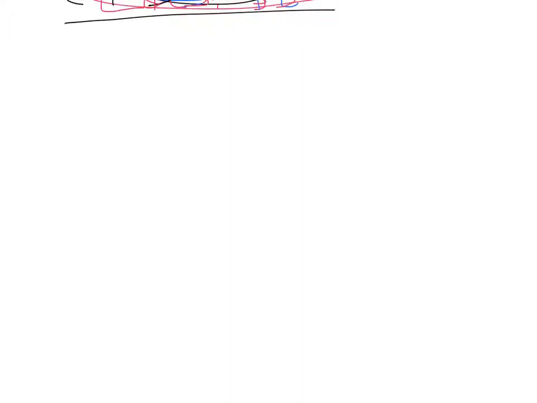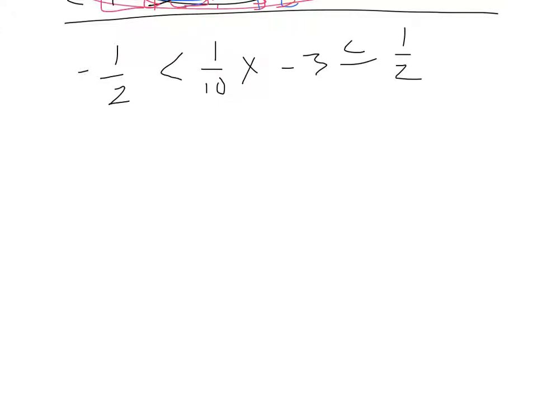So last compound inequality here, we have, yikes, negative 1/2 is less than 1/10 x minus 3, which is less than or equal to 1/2. So once again, I'm going to multiply everything by the lowest common denominator, and notice 3 is 3 over 1. So here I'm going to multiply everything by 10. So if I multiply this by 10, this by 10, this by 10, and this by 10, we're good.